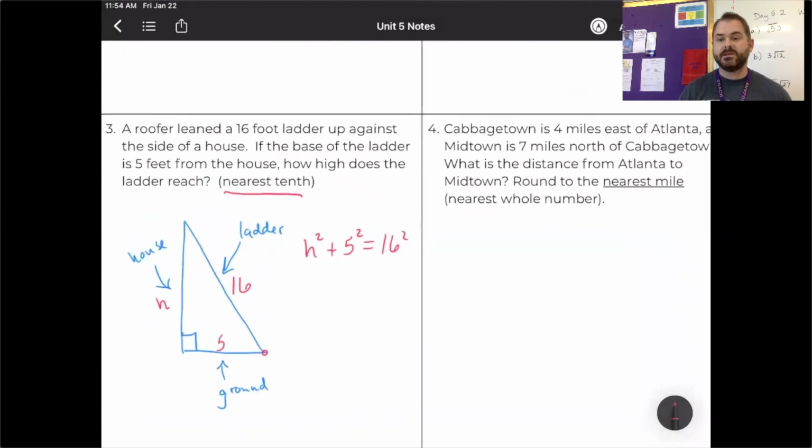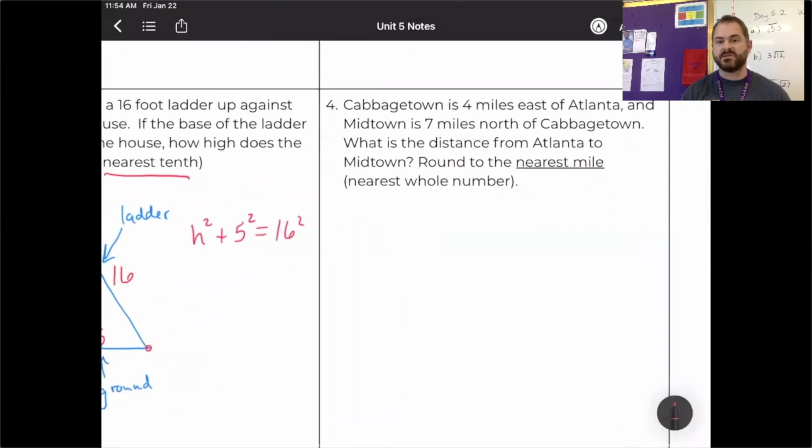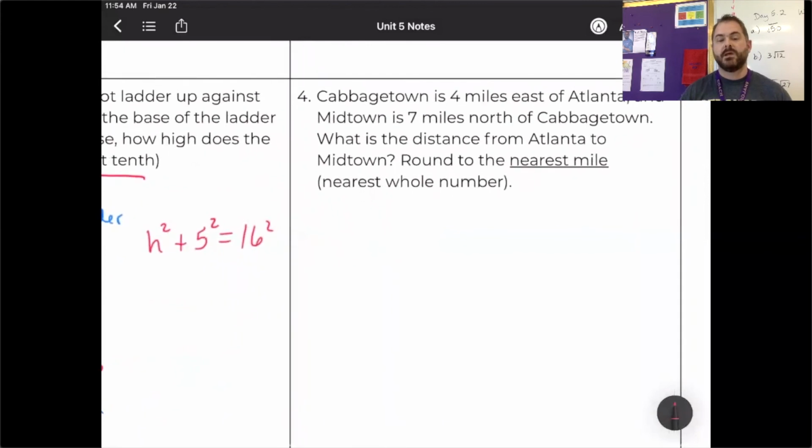On number 4, this is one I really want us to pay attention to how we set it up, okay? It's giving you these towns, Cabbagetown, Atlanta, Midtown. These are all towns, and it's giving you their distances on some map, and we need to find one of the missing distances. Again, focus on how to make this a right triangle, but you need to remember your cardinal directions, your north, south, east, west. North and south, east and west. Never eat sour worms. That's how I was told to remember it.